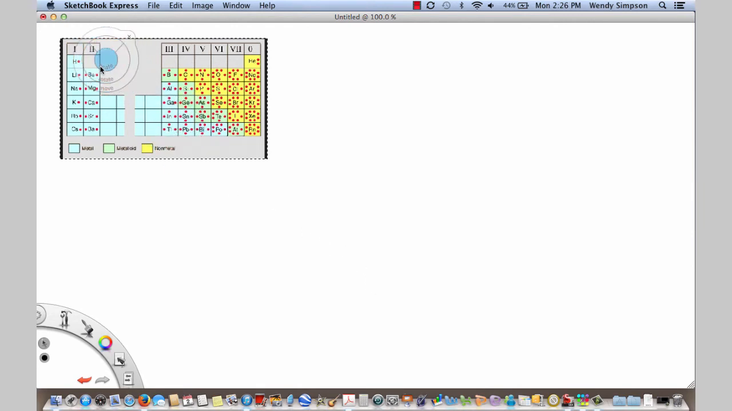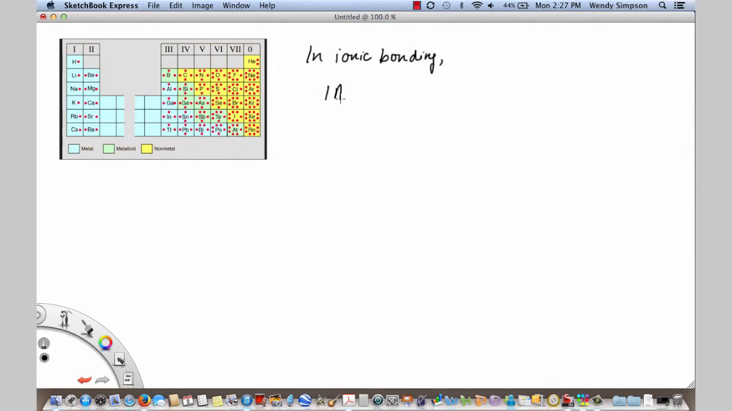If we take a look at the group 1A elements, they have 1 electron in the outermost shell. The group 7A elements have 7 electrons in the outermost shell. So therefore, in ionic bonding, 1A metals bond with 7A nonmetals in a 1-to-1 ratio. And you saw my prior example with sodium and chlorine making sodium chloride.